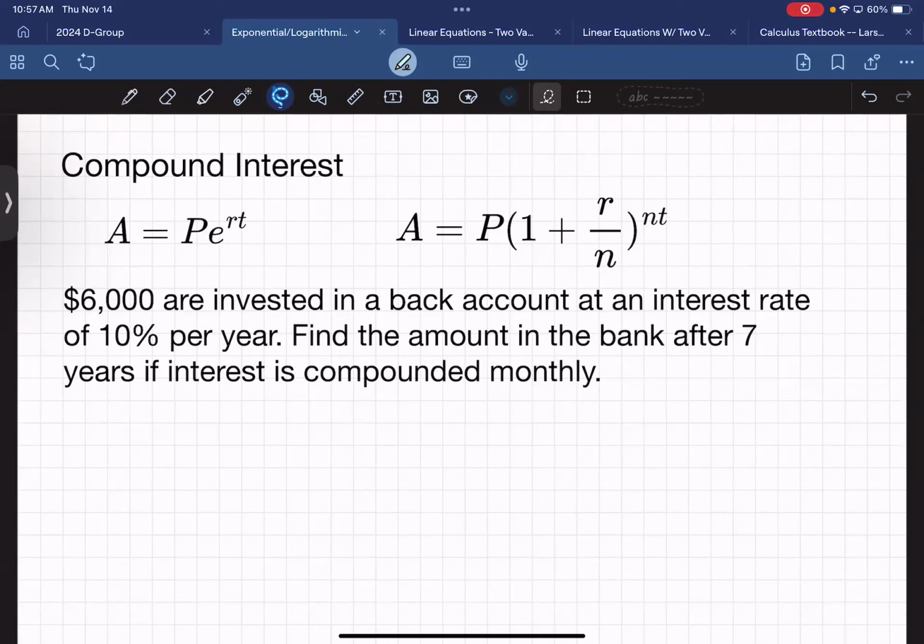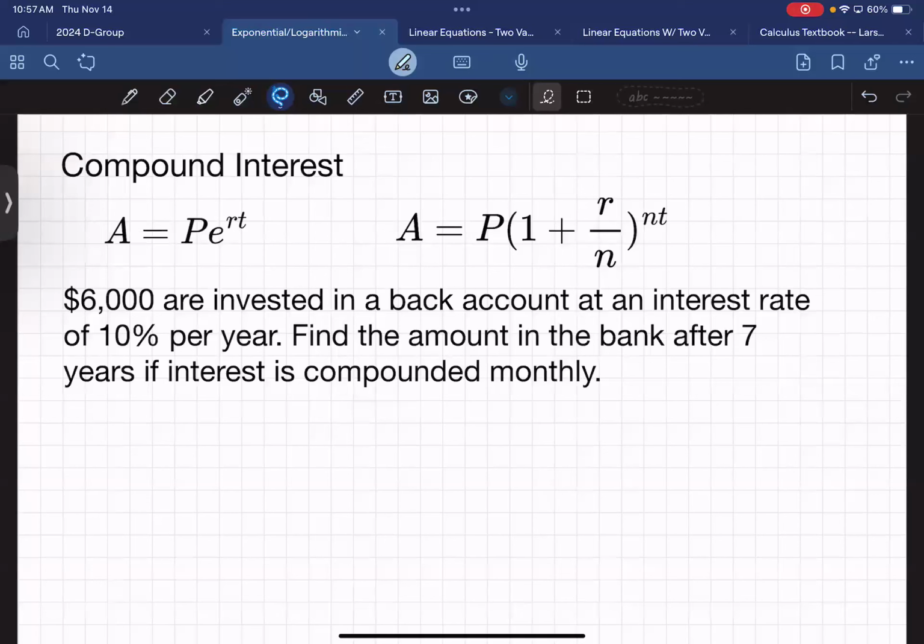Now, as you finish writing these down, write out the formulas and then write out the actual problem. The problem says $6,000 is being invested into a bank account that has an interest rate of 10% per year. Find the amount in the bank after 7 years if the interest is compounded monthly. Do you want to use both formulas? The answer is no. The reason we have two different formulas is for different situations.